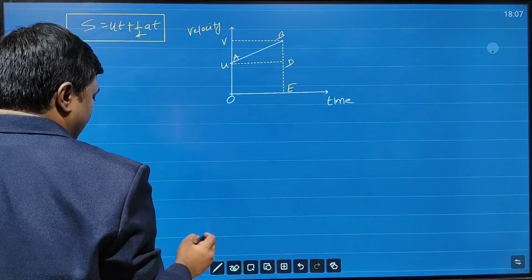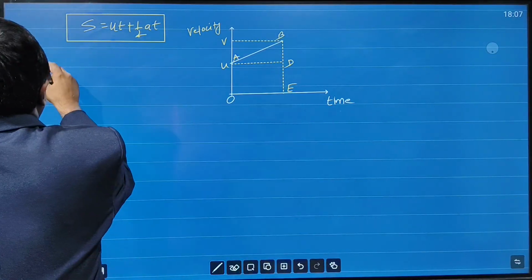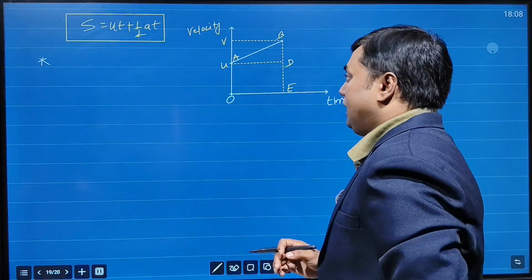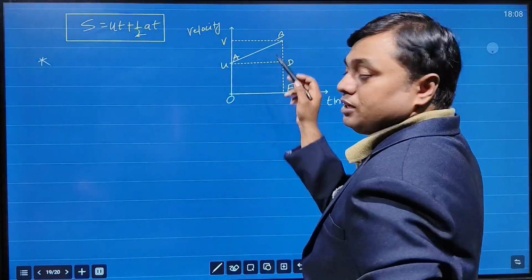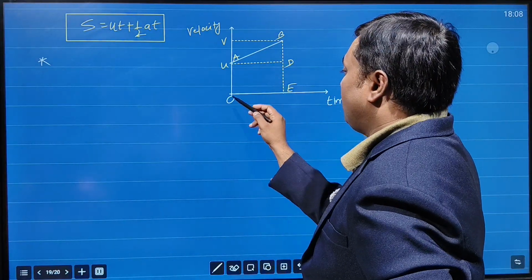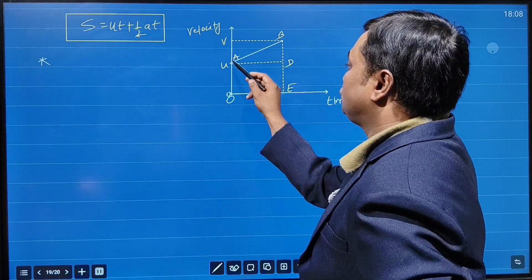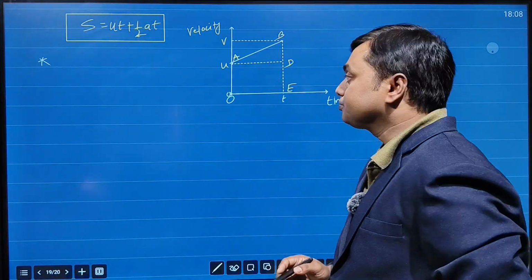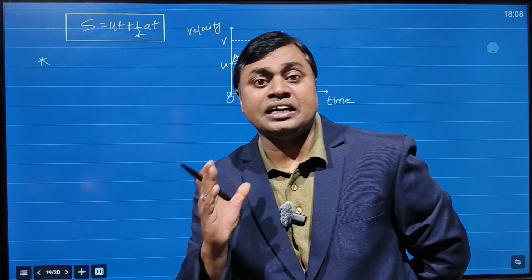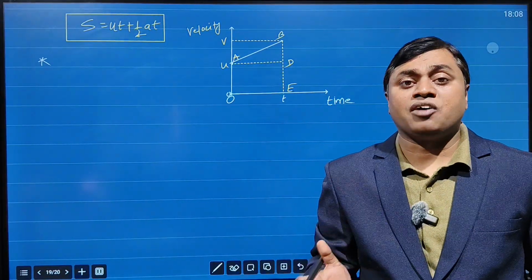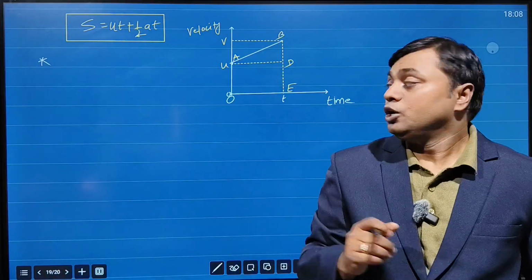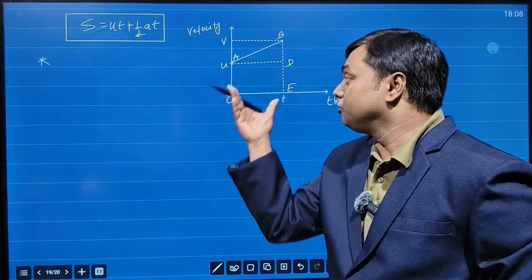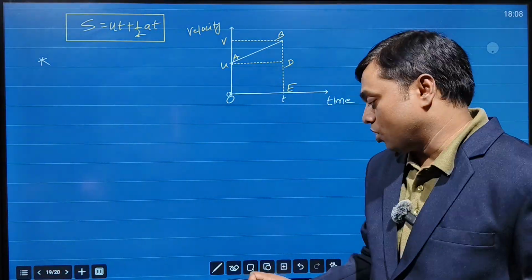So with the help of the same graph we are going to do it. You can see this is a velocity time graph, and AB is the velocity. Whenever time is 0, velocity is U. When the time is t, velocity is V. What we have learnt is that the area covered under a velocity time graph gives us displacement or distance. So whatever the area under this graph, it will give you the distance. This is a very important concept.